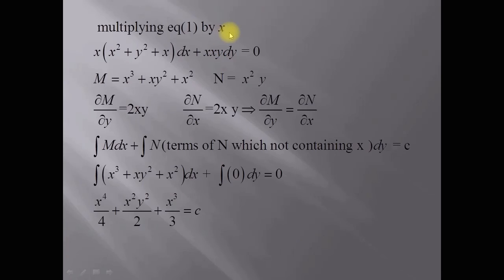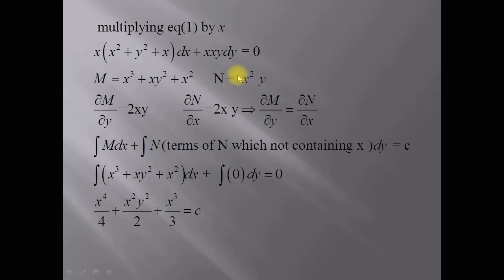Now multiplying this integrating factor x with equation number 1, we get x into (x square plus y square plus x) dx plus x into (x square y) dy is equal to 0. Now the new function M is equal to x into (x square plus y square plus x), that is x cube plus x y square plus x square. So this is the new function M, and the new function N is now x cube y.